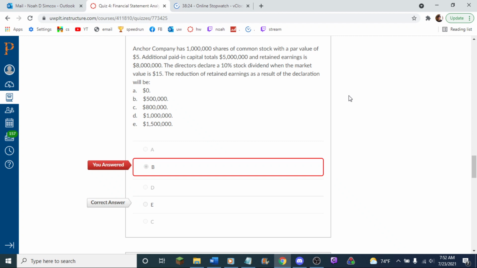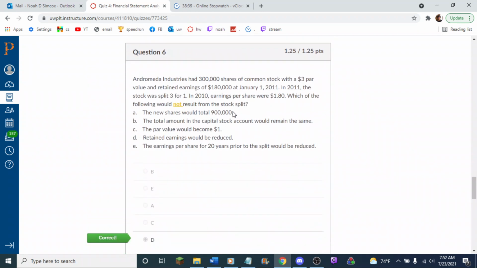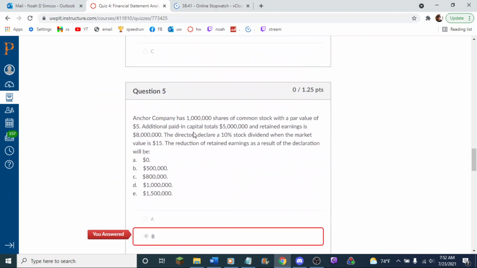Guess what, buddy? This is totally incorrect. They did this wrong. The textbook clearly says that you multiply the par value, not the market value. They multiplied the market value. So there's no way I should have gotten that wrong. Okay, number 6. I'm going to do it my way on the test.